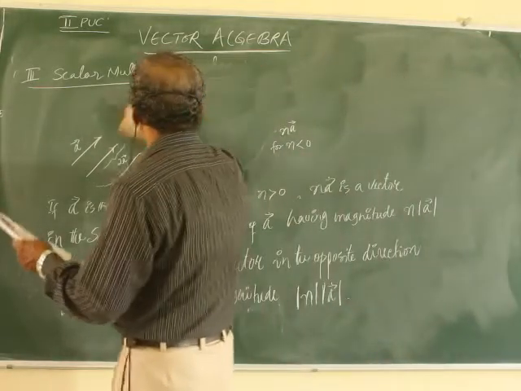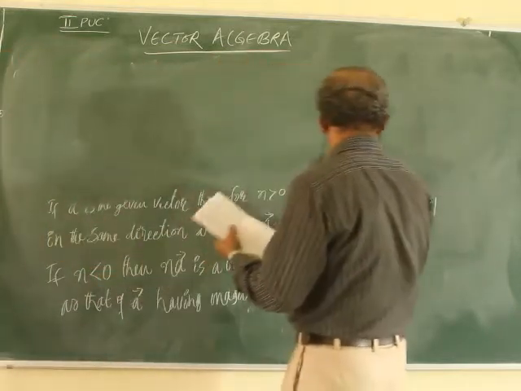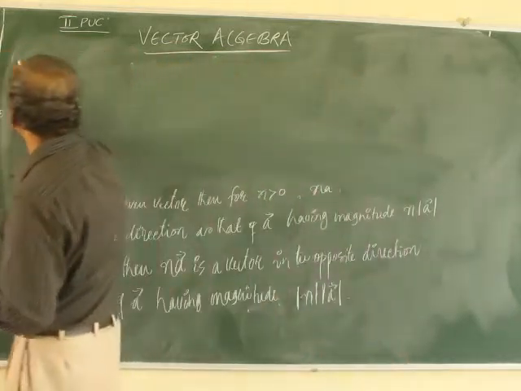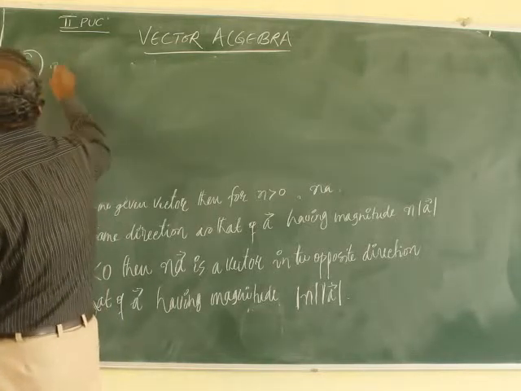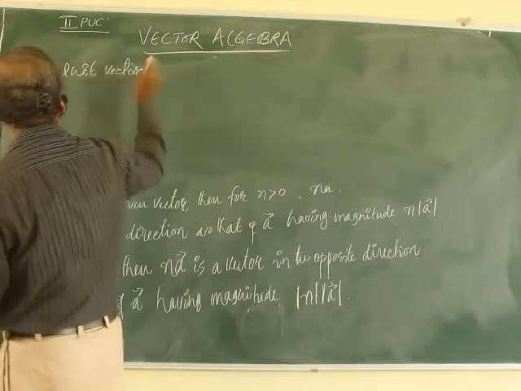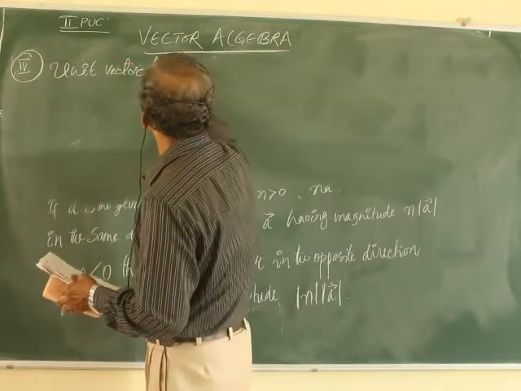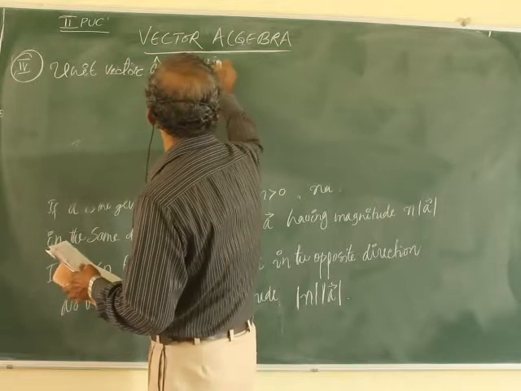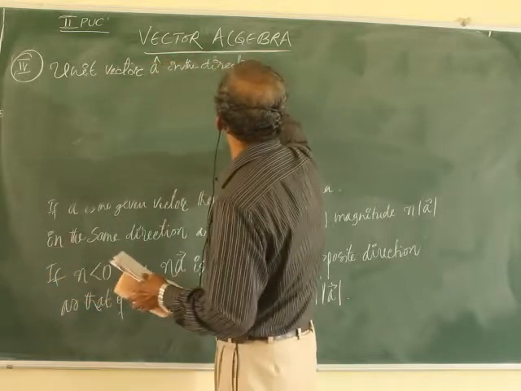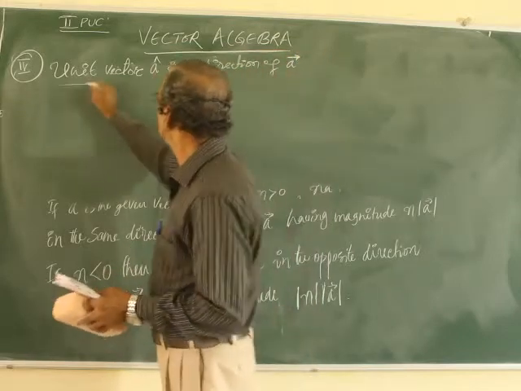Next, property number 4. Fourth one is the unit vector A cap in the direction of vector A.